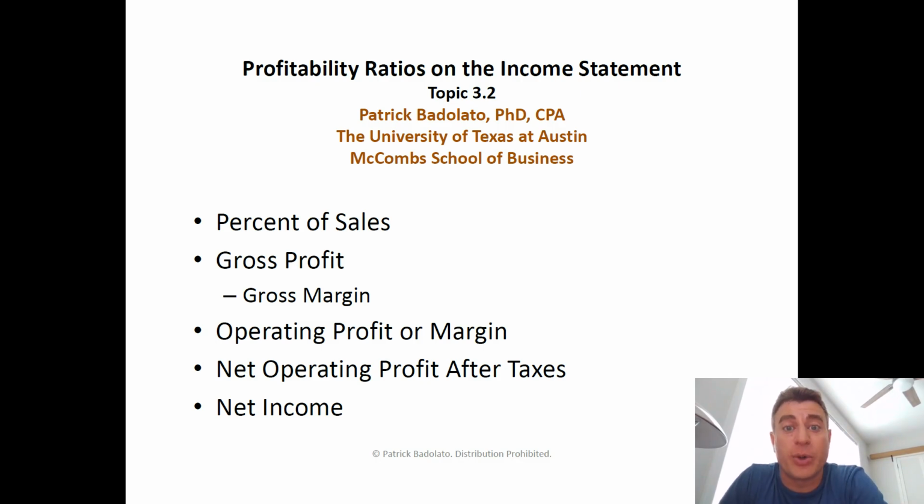What I want to do here, though, in my profitability conversation, is to talk about just the profitability that we see with respect to the income statement. And that's a ton of value we want to use here, but let's go through this. First, I mentioned common sizing in the prior discussion, and what you can do there is express everything as a percent of sales. Well, that's kind of the same thing I have here, percent of sales.